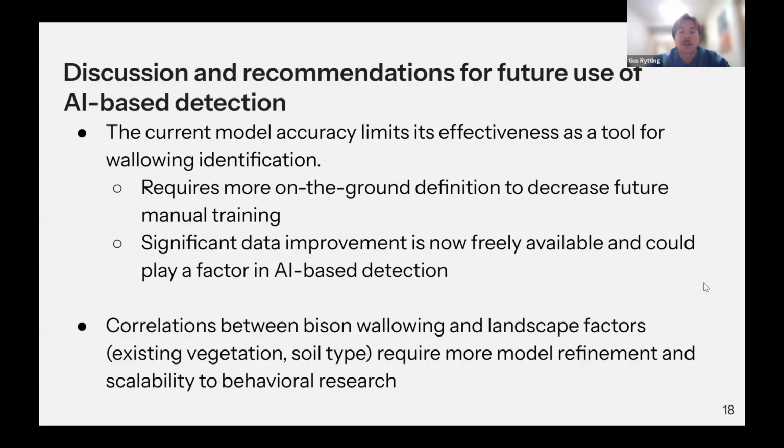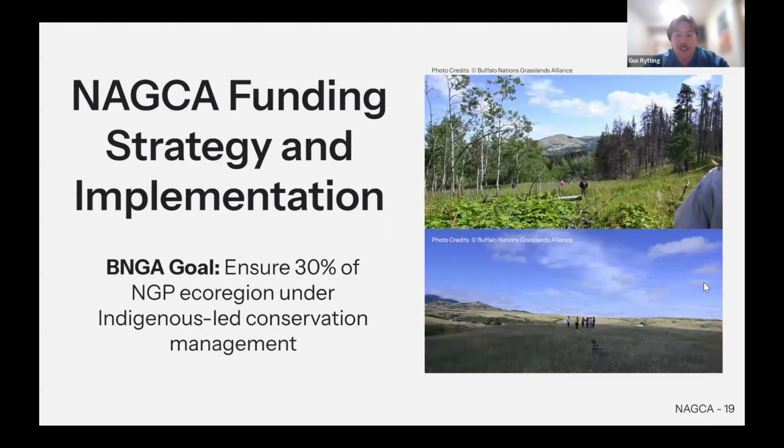The way that we fund this type of work at Bison and Pronghorn is through proposed legislation. So now I'll pass the mic to Maya to speak more about that. Yeah, thank you so much, Gus.